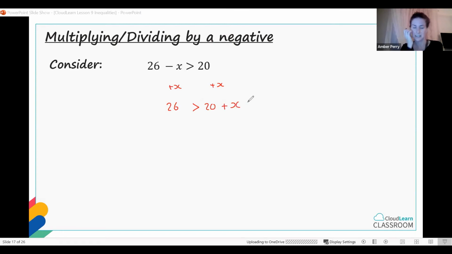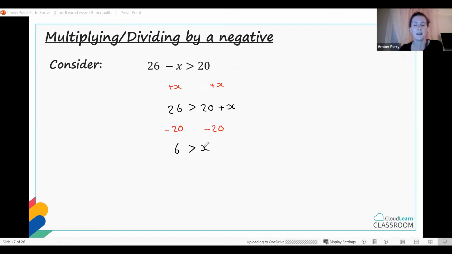I haven't actually managed to get my numbers on one side and my x's on the other side yet, but it looks nicer because I haven't got a minus x here. So what have we got there? 26 is greater than 20 plus x. Because I want x on its own, the next step would be to subtract 20 from both sides. And so you can see now I have 6 is greater than x, and I've managed to solve this. I've done it without changing the inequality sign, and I've done everything correctly here.